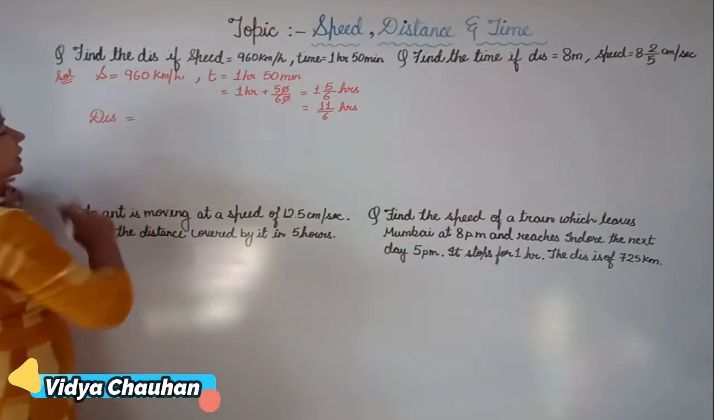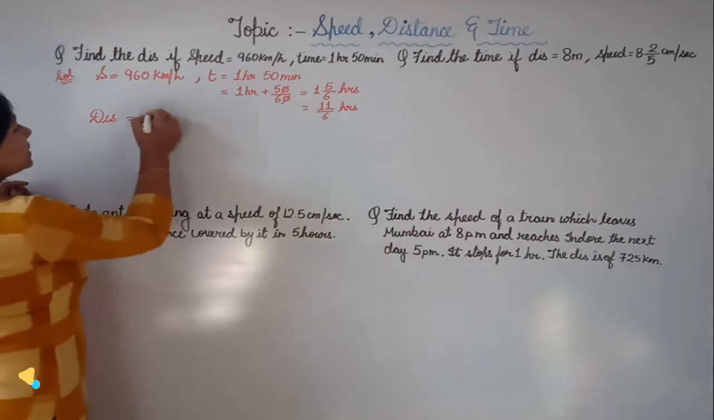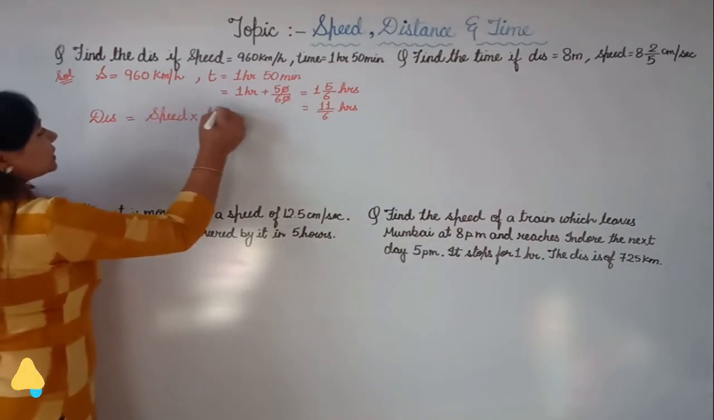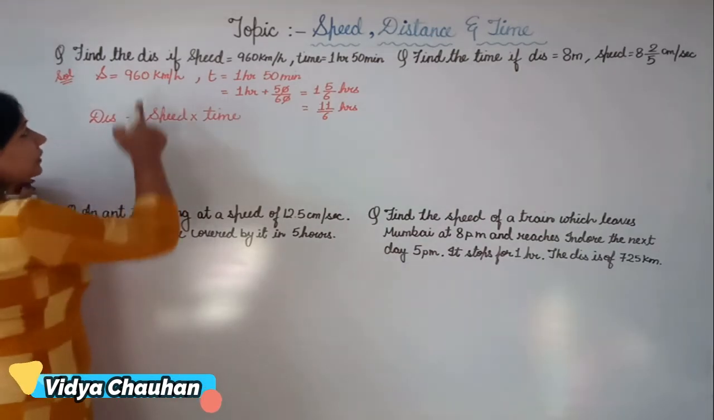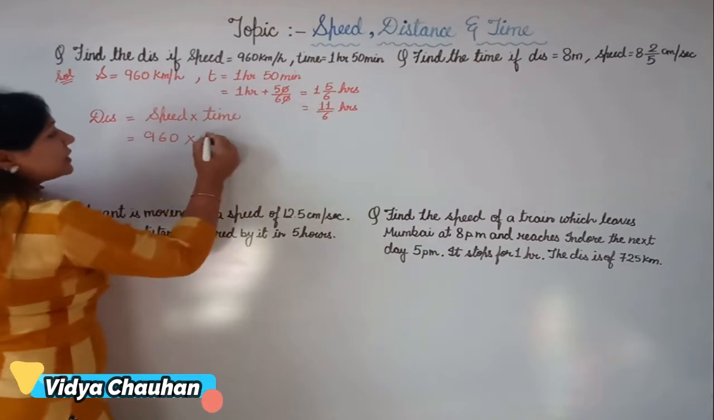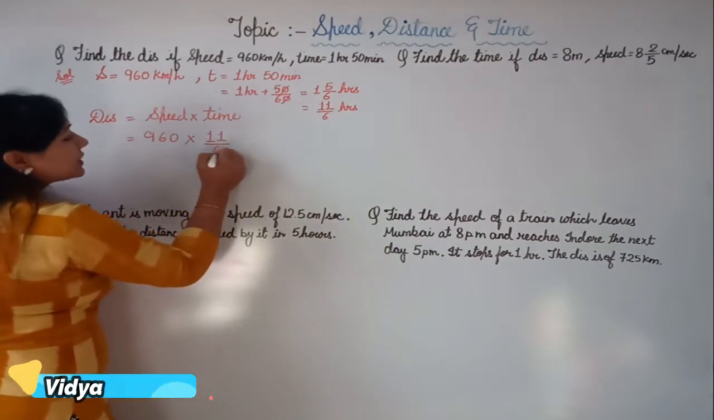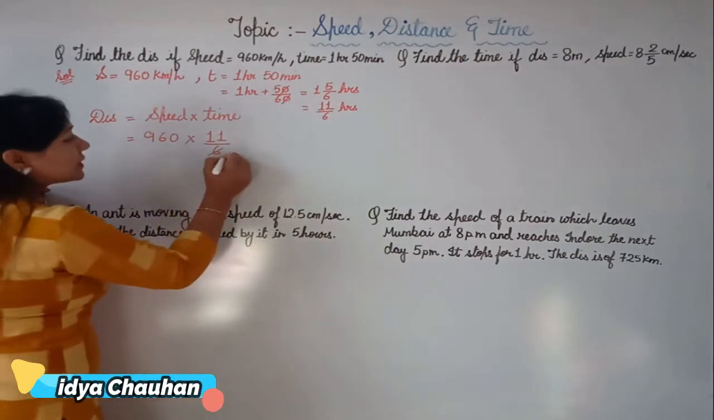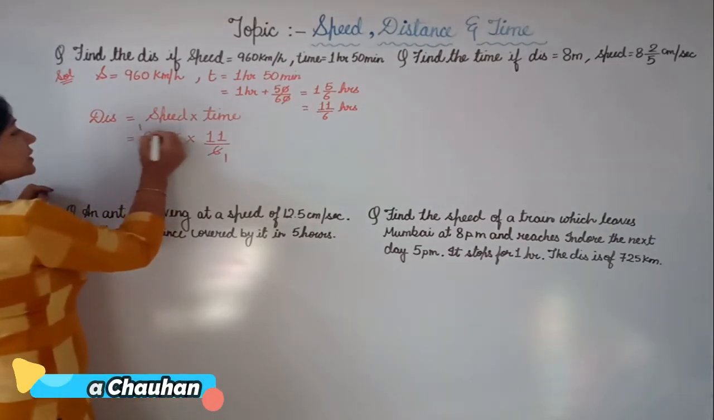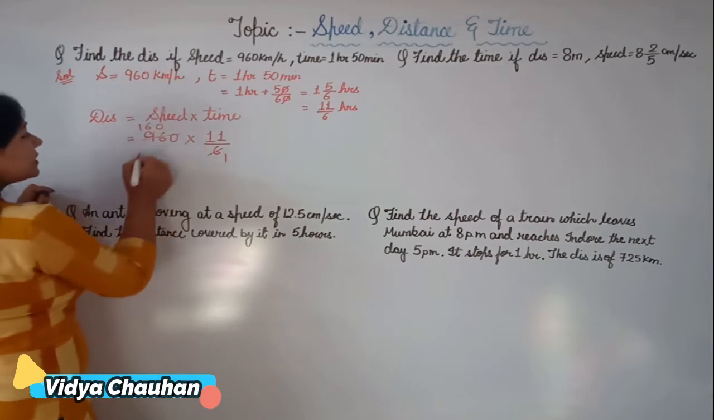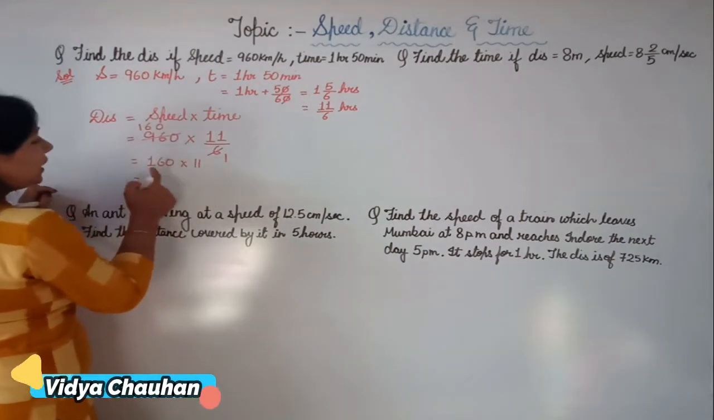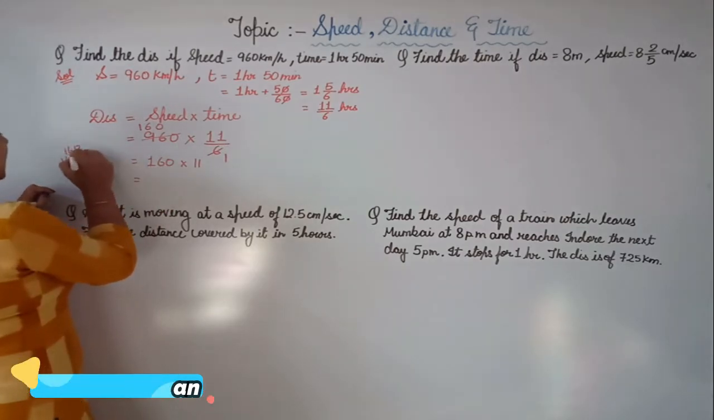What is the formula for distance when speed and time are given to us? Speed multiplied by time. So distance is equal to speed multiplied by time. Speed is 960 km per hour. Time is 11 upon 6 hours. So 6 divides here: 6 ones are 6, 6 sixes are 36, and remainder is 0. So you'll get 160 multiplied by 11.